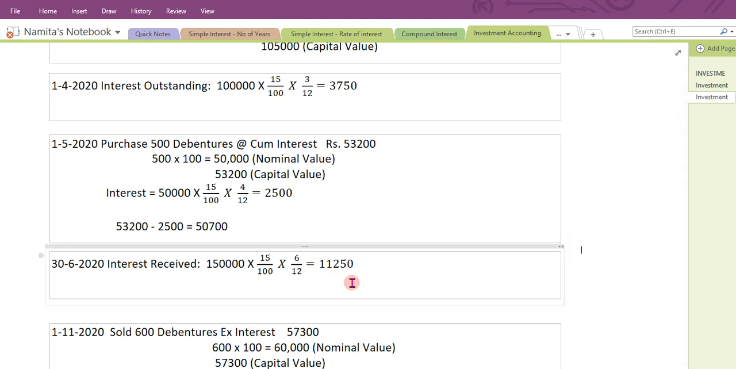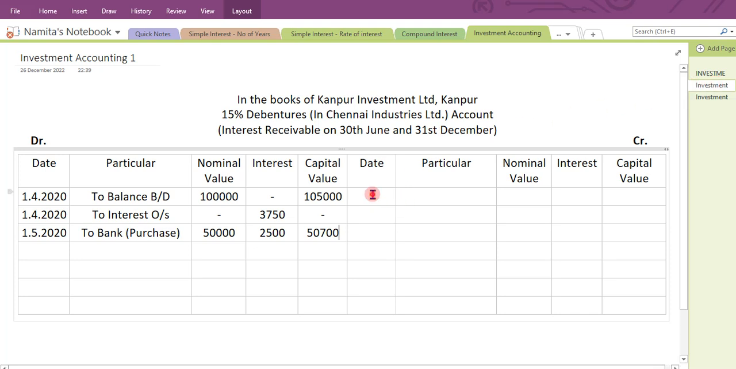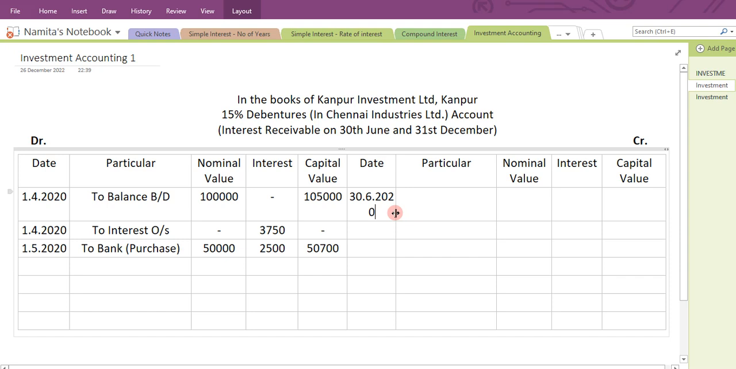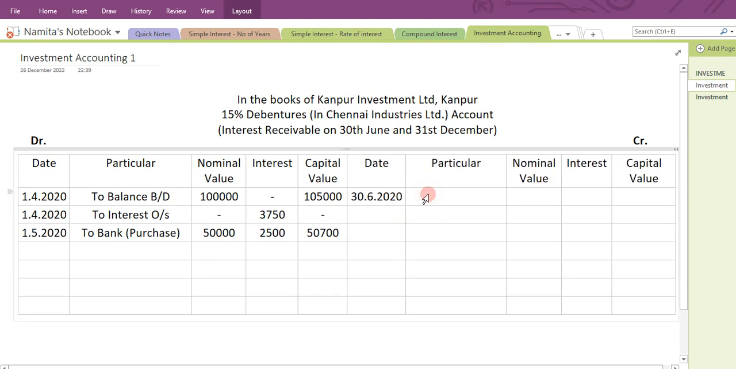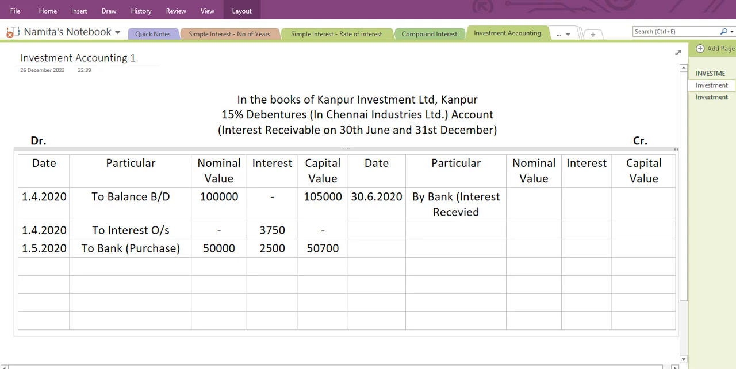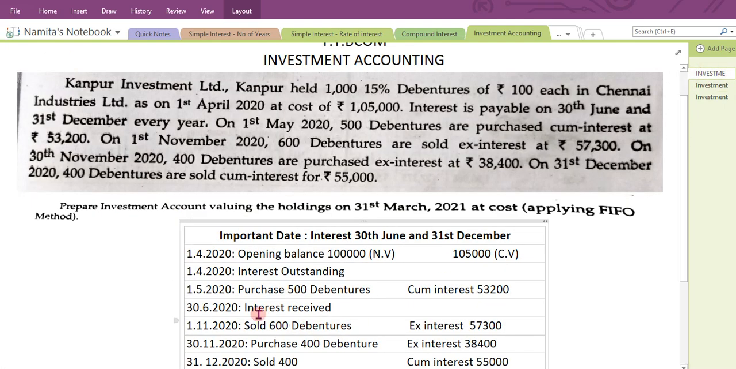So when it is an income, we have to write this income in the credit side. So on which date are we receiving the interest? On 30 June 2020, right? So right here, by bank, interest received. So how much interest is received? Nominal value dash, interest is received 11,250. Okay, next, so the interest entry we did.